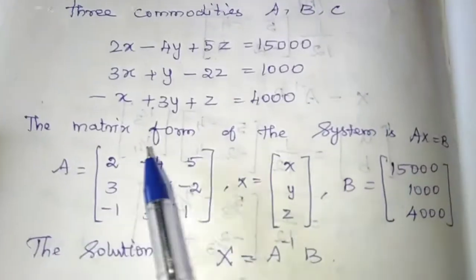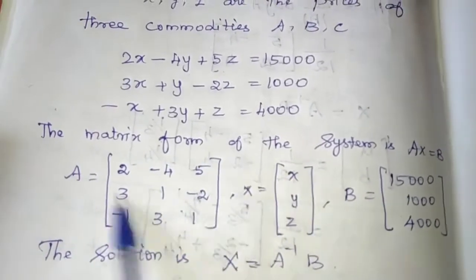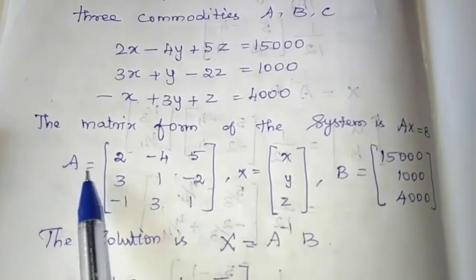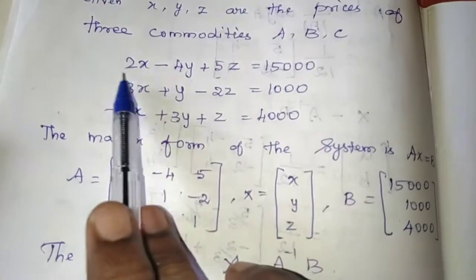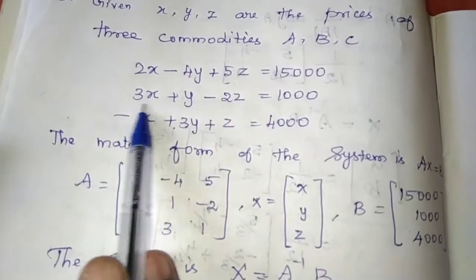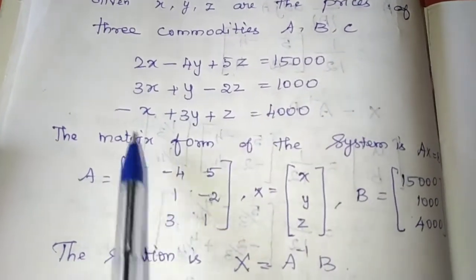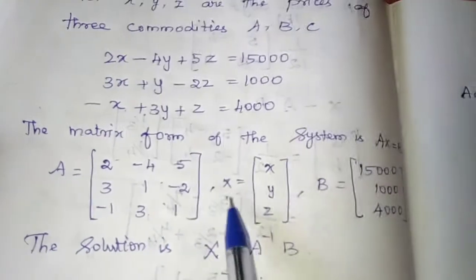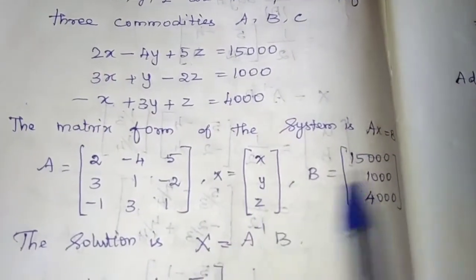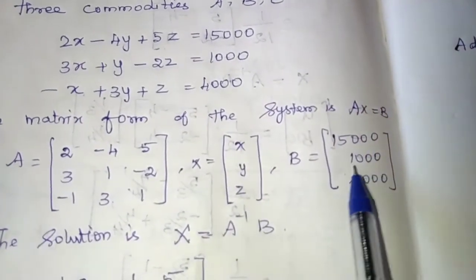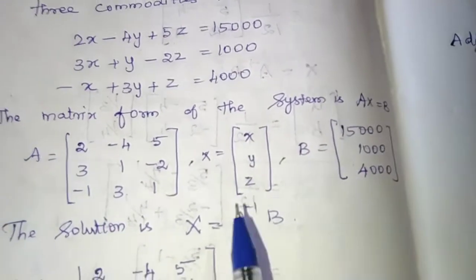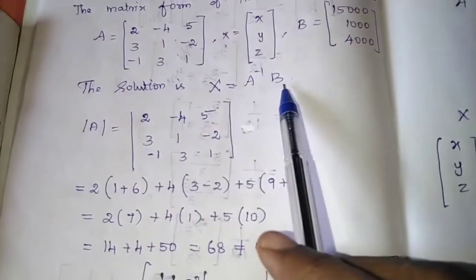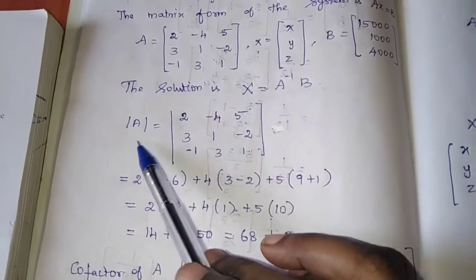Now, write in matrix form AX equal to B. A equal to matrix form 2, minus 4, 5; 3, 1, minus 2; minus 1, 3, 1. X equal to unknowns x, y, z. B equal to 15,000, 1000, 4000. The solution is X equal to A inverse B. A inverse means first find mod A.